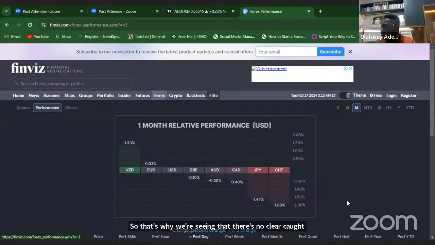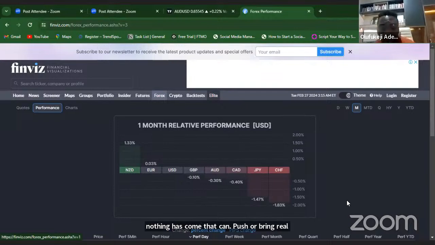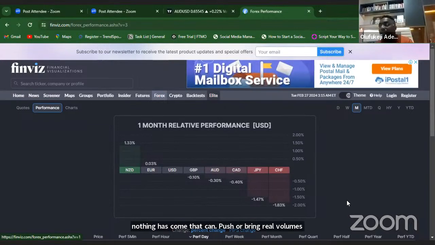When you know this, you will trade defensively, that nothing has come that can push or bring real volumes into the market. That's why you will notice that most of the trade calls that we've been getting are not exactly on dollar pairs, they are on crosses, because the dollar itself has not chosen a clear-cut direction versus the other currencies. Because on a monthly basis, USD is really nowhere to be found.